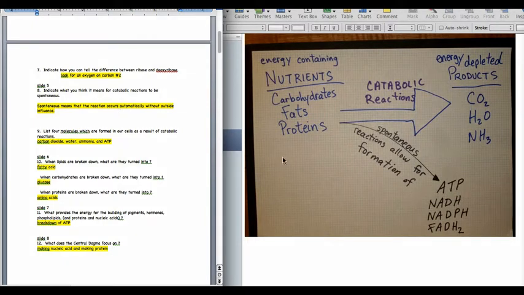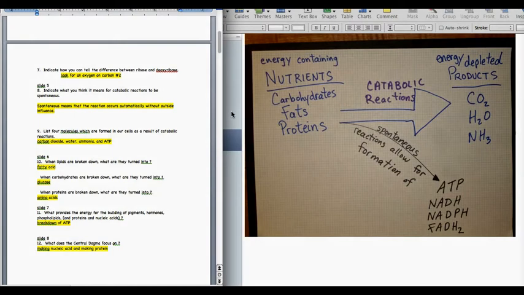When we break down our food, we make carbon dioxide and water, and you're always breathing those out. As we break down protein, you make ammonia too, and we'll look at how our body handles that. Once we get through this central dogma, we're going to spend a few weeks just on proteins.